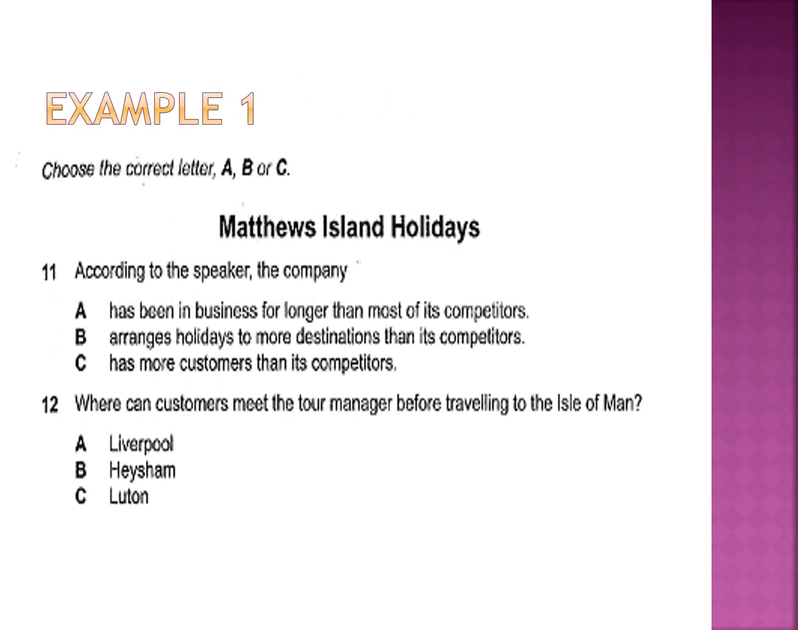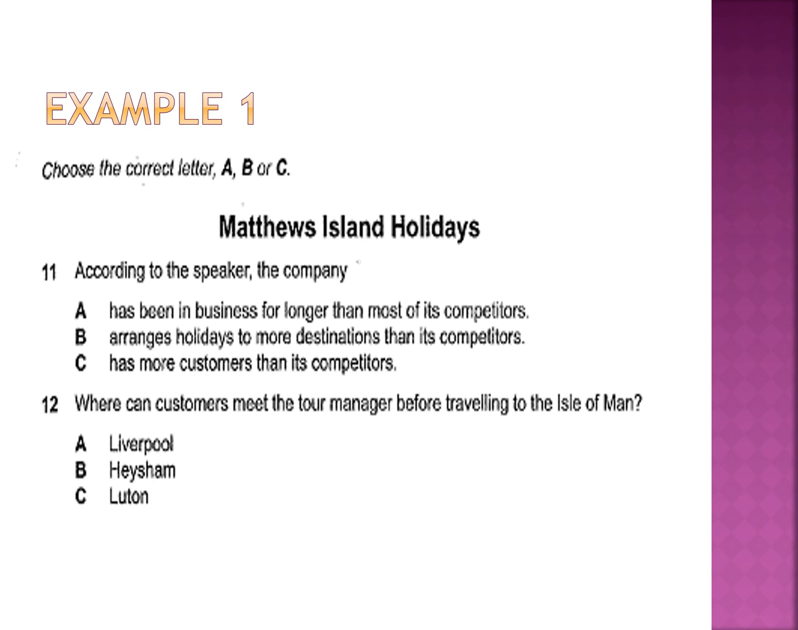Example number 1 is: choose the correct letter A, B or C. Matthews Island Holidays. When you get your question paper, you have to read the instructions. The instructions are: choose the correct letter A, B or C. So you have to choose one letter.